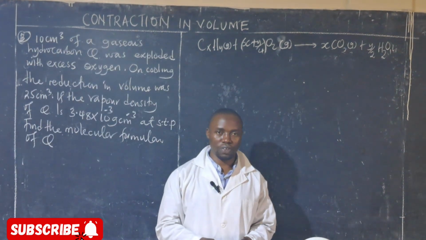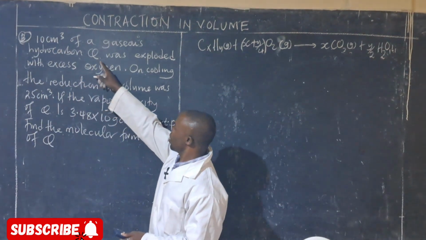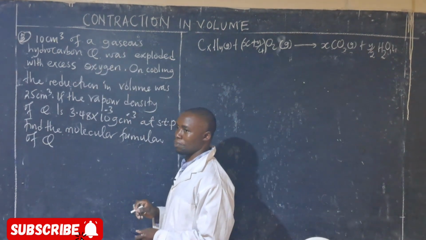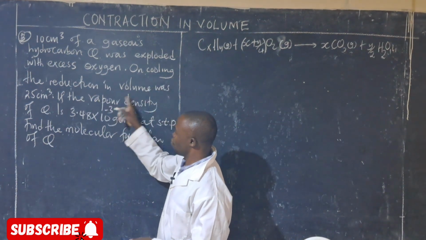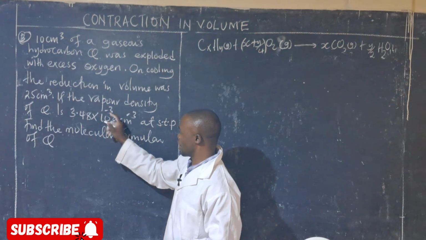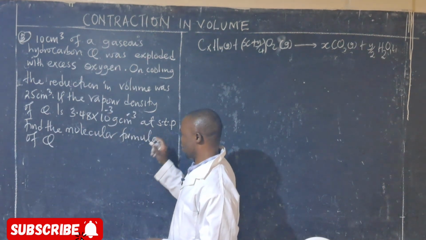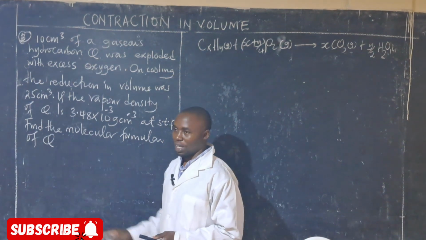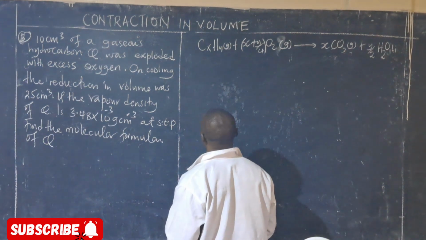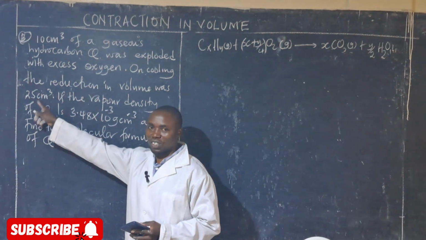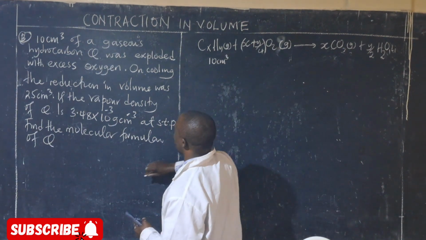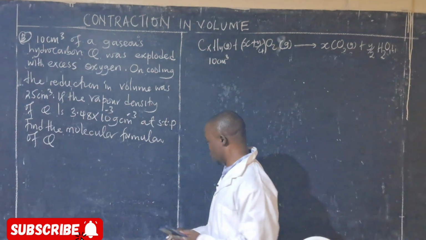Let's look at question 3. 10 cubic centimeters of a gaseous hydrocarbon Q was exploded with excess oxygen. On cooling, the reduction in volume was this. If the vapor density is 3.48 exponent negative 3 at STP, find the molecular formula of Q. They have only given us the first contraction here, so let's interpret this contraction first. The hydrocarbon is 10 cubic centimeters.